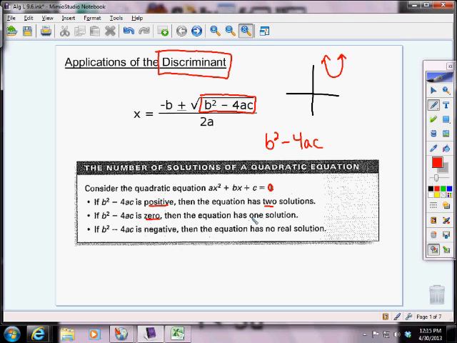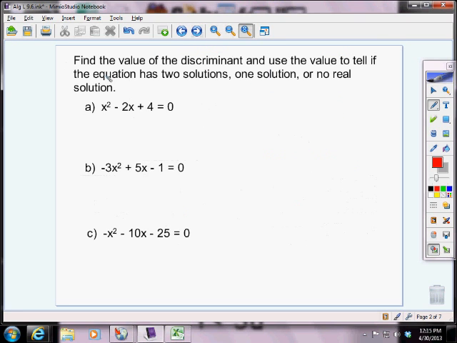If you get a 0, then it has one solution. And if it's negative, then it has no real solutions. Not that it doesn't have solutions, it's just not real numbers. So the discriminant tells us how many solutions a quadratic is going to have, how many times it's going to hit the x-axis. So let's look at an example. It says find the value of the discriminant and use the value to tell if the equation has two solutions, one solution, or no real solutions.